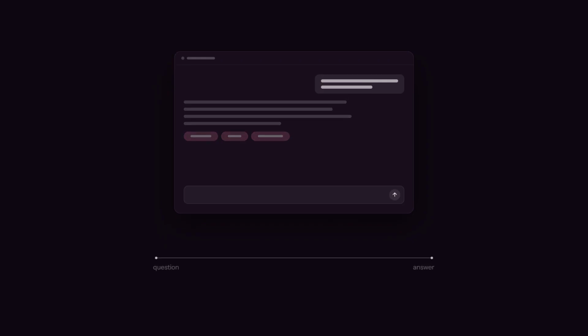Ask an AI assistant a question. It pauses for a few seconds. Then it gives you one answer. It names a few sources, maybe a few brands. In that pause, a decision happened, and that decision follows a process you can learn.